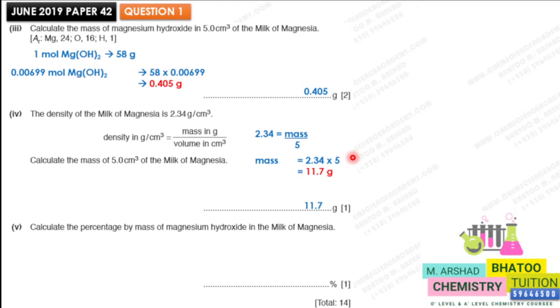Next, fifth part. Calculate the percentage by mass of magnesium hydroxide in the milk of magnesia. How do you get it? 0.405 grams, the answer from part 3, divided by the answer from part 4, multiplied by 100, what are we getting? 3.46%. Right, 3.46%. Alright, 14 marks in this. Not too difficult, huh?